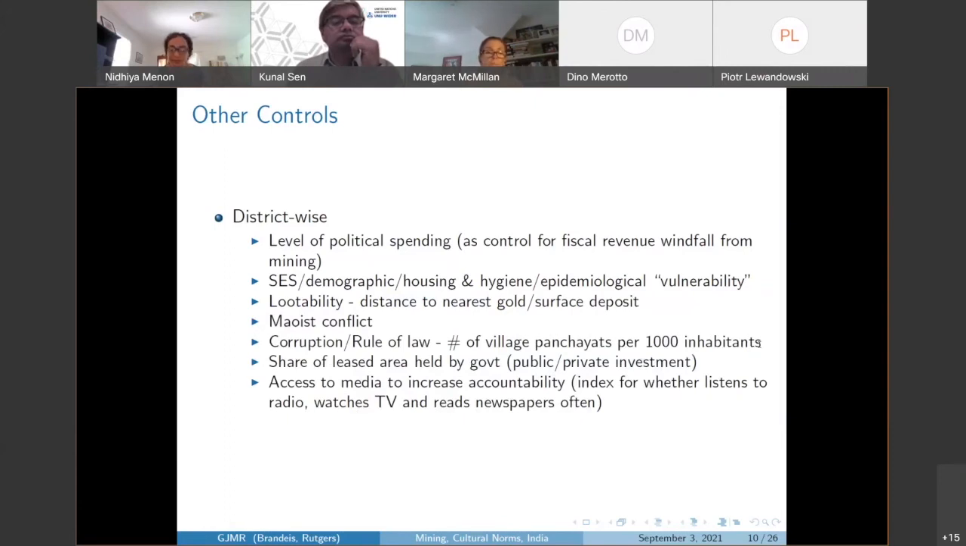Since this is India, we have to be careful about corruption. We control for that using the number of village panchayats for every 1,000 inhabitants, which is a measure of accountability at that level. We also look at the role of public-private in terms of leased area that's held by the government, and accountability being exerted by the local population, using an index measure for how engaged they are in listening to the radio, watching TV, reading newspapers, etc.